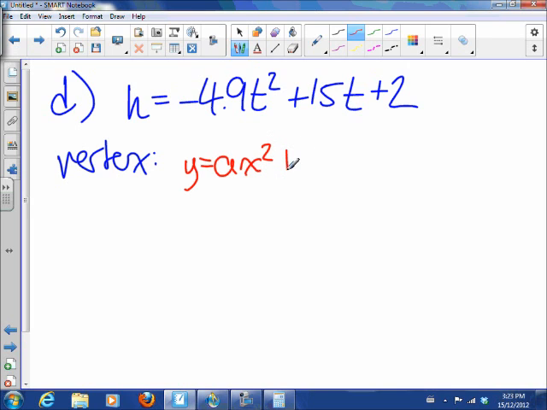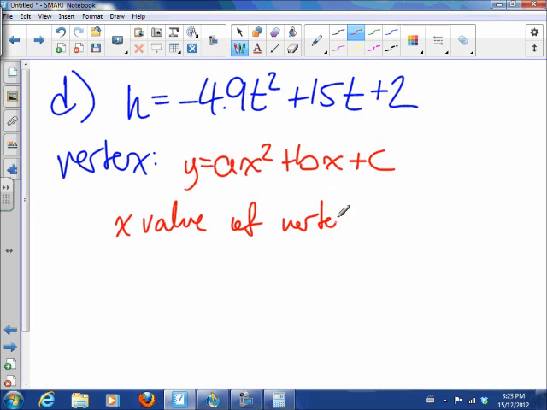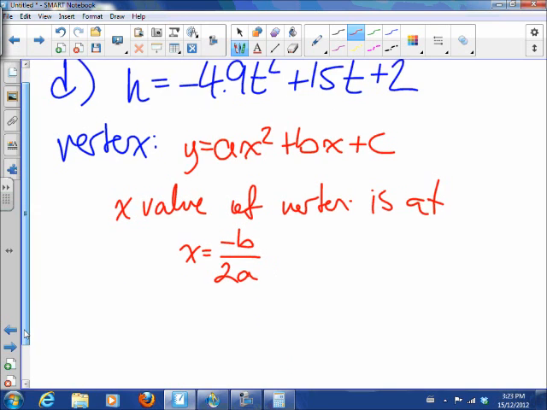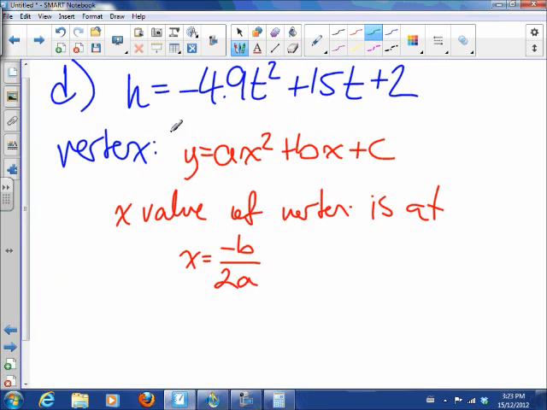So we talked about the fact that if this is our equation, then the x value of the vertex is at negative b over 2a. Okay, so the x value of the vertex is negative b over 2a. So that means here's b, here's a. So that means that t is equal to negative b over 2a.